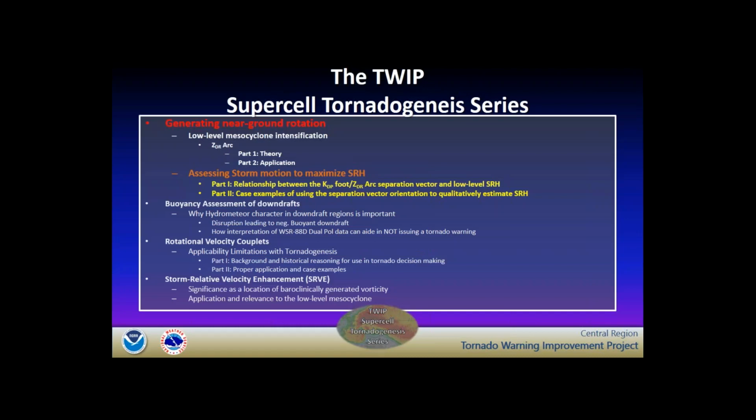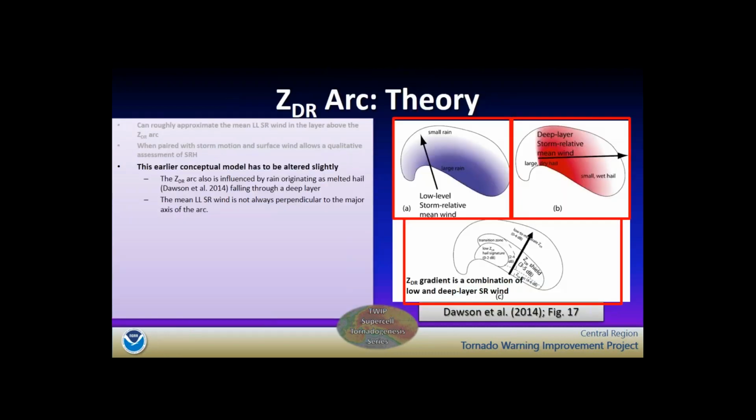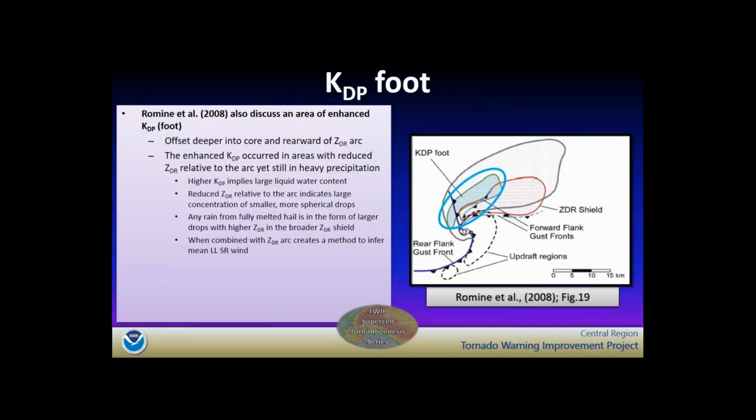So the next modules in the series build off the previous discussion on use of dual pole for feature identification, but detail a more refined process for qualitatively inferring storm scale SRH. Specifically, these modules elaborate how the introduction of hail, which, surprise, supercells can produce, can influence the relationship between the orientation of the ZDR gradient and the mean low-level storm relative wind and associated SRH. To counter the hail issues, these modules discuss identification and use of what's called the KDP foot to better infer where smaller, more spherical drops are sorted by the mean low-level storm relative wind.